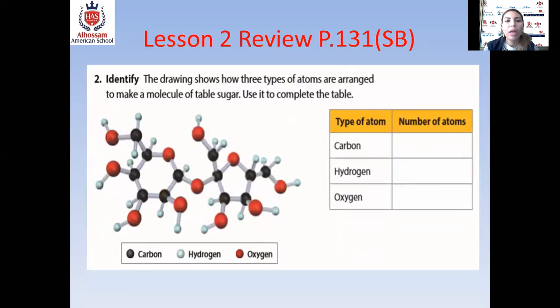Number 2, identify. The drawing shows how 3 types of atoms are arranged to make a molecule of table sugar. Use it to complete the table. So, we have carbon, which is black, white hydrogen, red oxygen. The question is to write the number of atoms for carbon, hydrogen, and oxygen. You can count each color alone and write the number in this table.